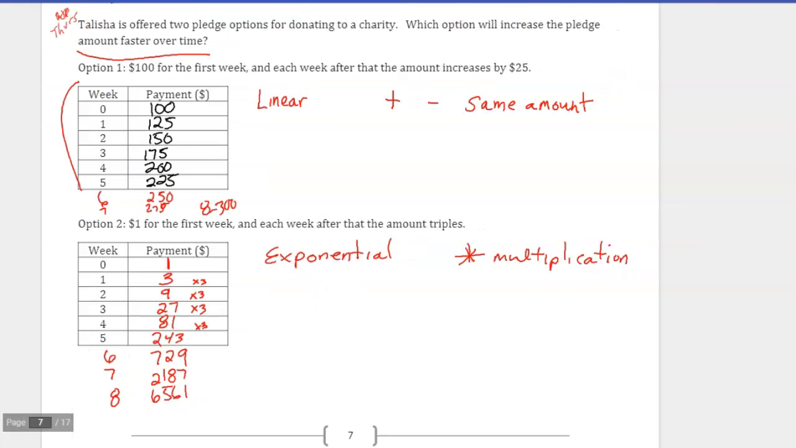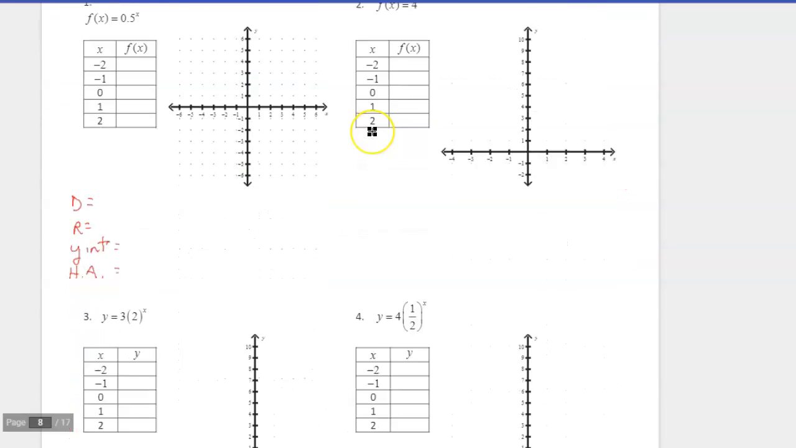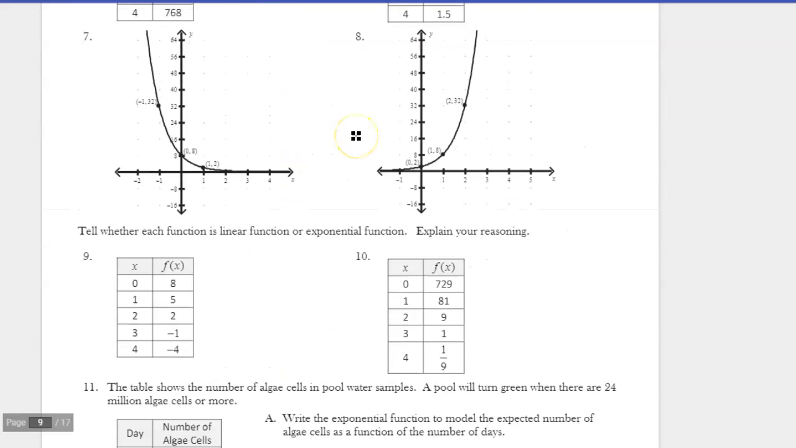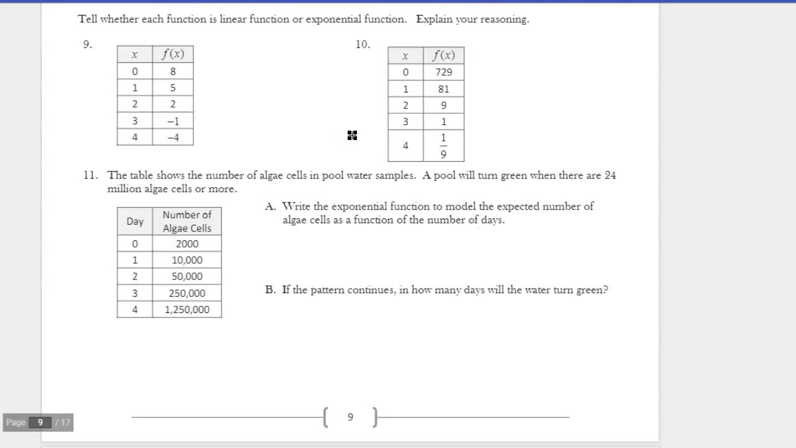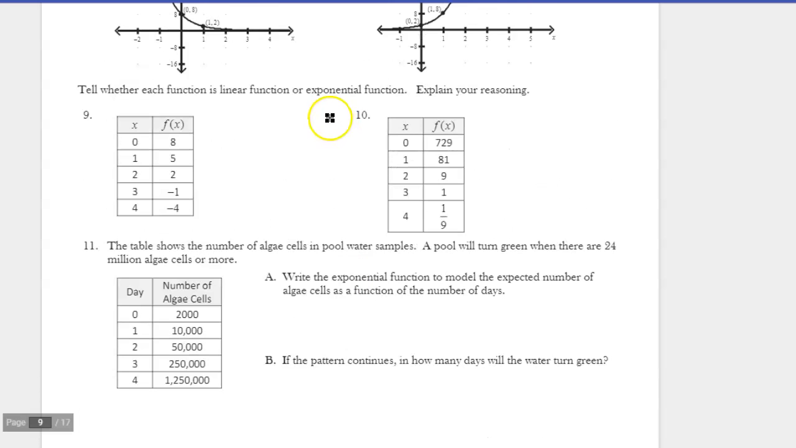So that's what we're doing today. We're comparing linear, we're comparing exponential functions. And where does this pick up? Well, if you go to, I believe it is the last page here, and there are your 3 questions for the day, and that's it.